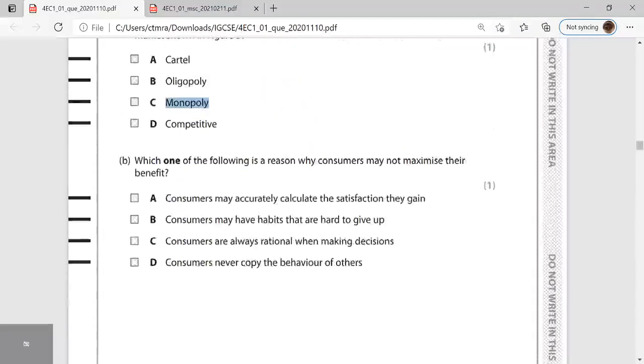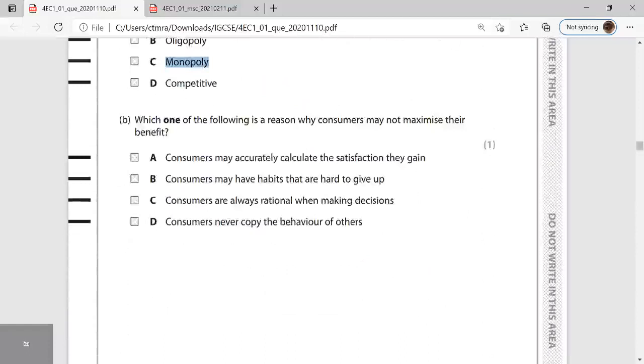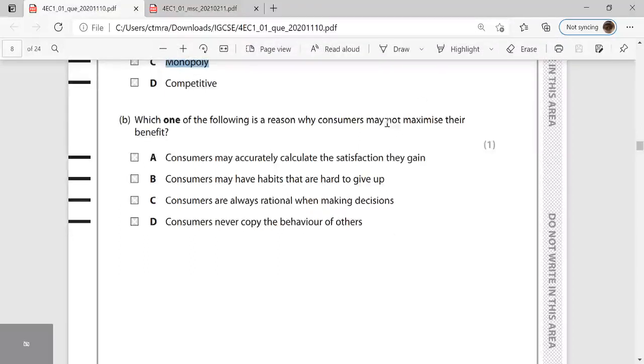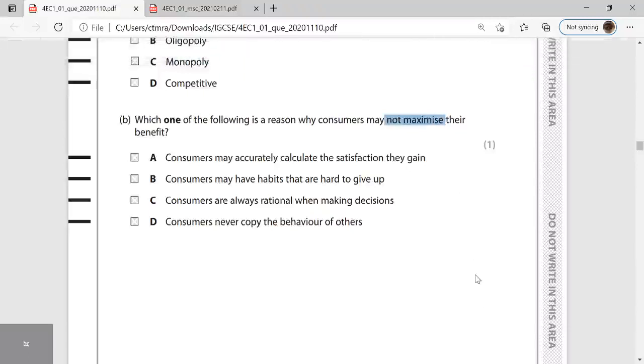Next, B. Which of the following is a reason why consumers may not maximize their benefit? Consumers maximizing their benefit is one of the assumptions in economics, because in most cases consumers try to maximize their benefit. But here they're looking for an exception, when they are not maximizing their benefit. So let's go through.